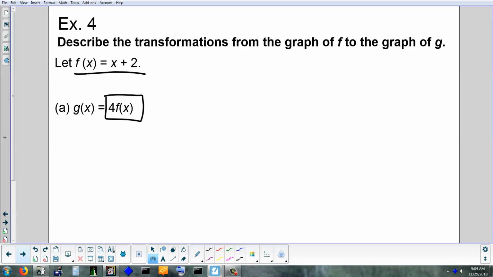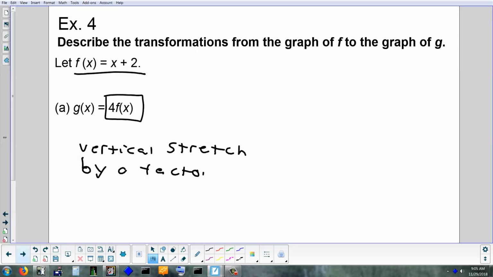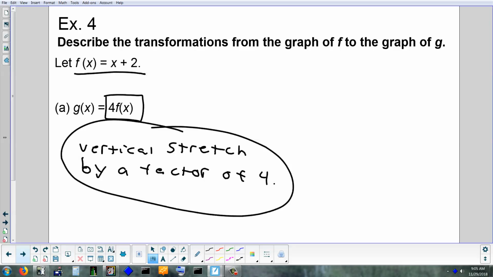So how would you describe that? You said vertical stretch. Can you keep going? By a factor of, now what's the number here? 4. Perfect. Done. That's it. So when you don't have to graph it, it saves a lot of time. So it's a vertical stretch by a factor of 4. Any question on that one?